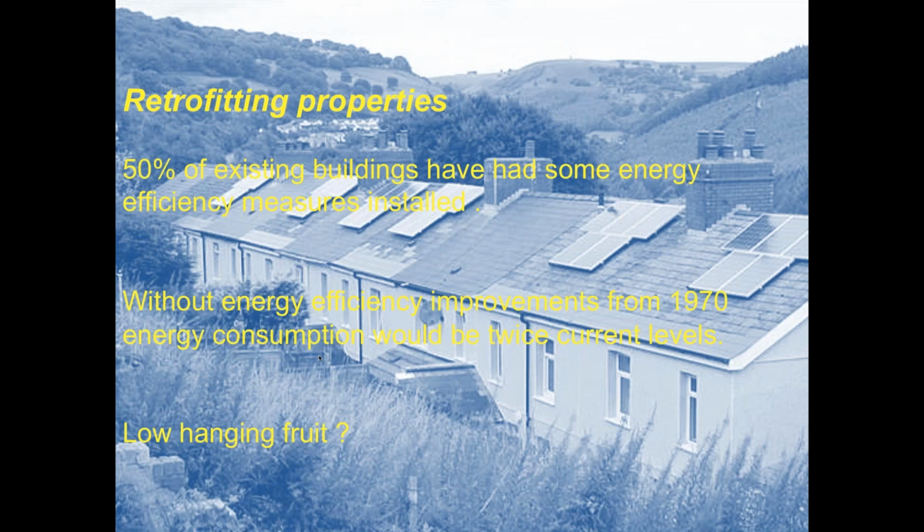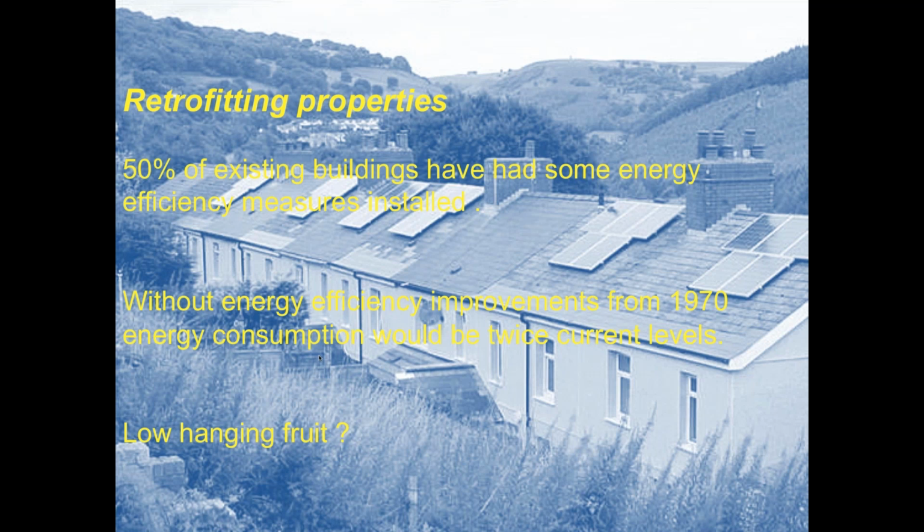Now, 50% of the buildings in the UK, it's been estimated, have had some form of energy efficiency measure installed. And without that, without these improvements since the 1970s, energy consumption in our housing would be something like twice the current level.